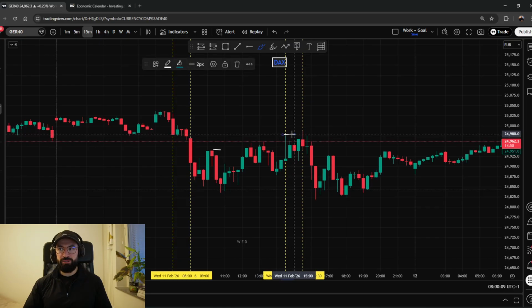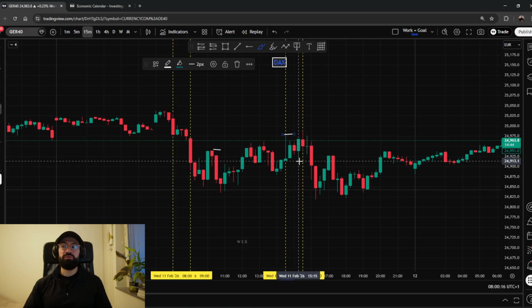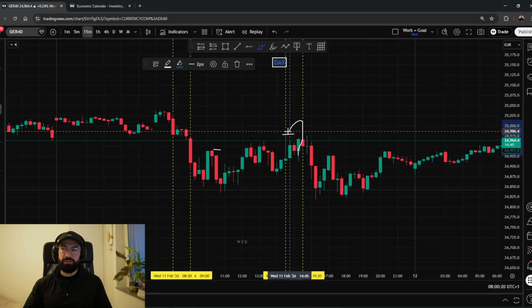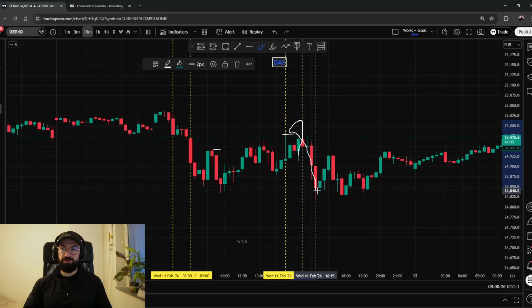There is a high right here. The high means there is liquidity lying. This is where we make our money. So what do the market makers and institutions do? They go up, they take out, they sweep. That's what a liquidity sweep is called. They sweep the liquidity and then continue down.